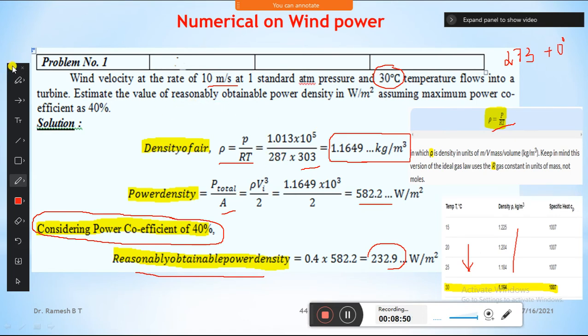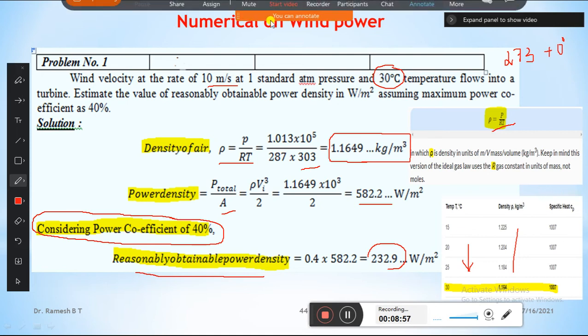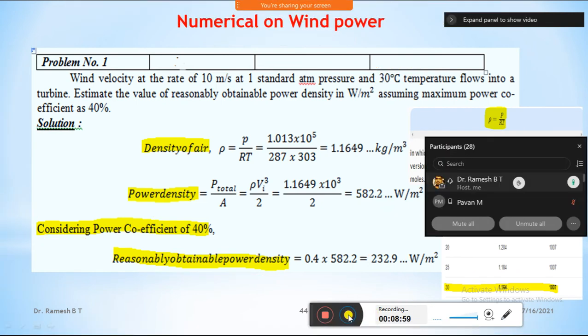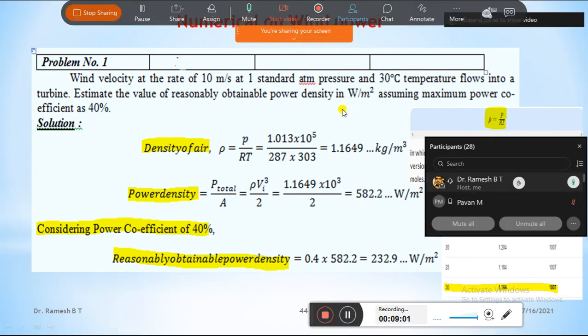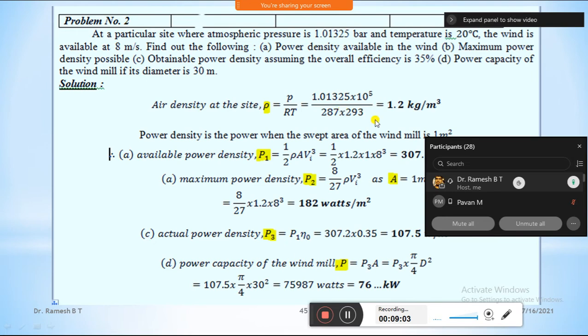So this is the first problem and it's a very simple problem, and this kind of problem may be asked for 5 to 6 marks. Yes, second problem.